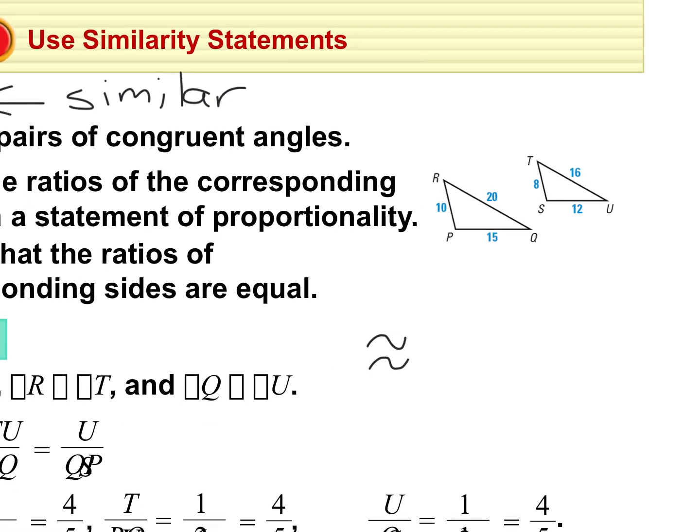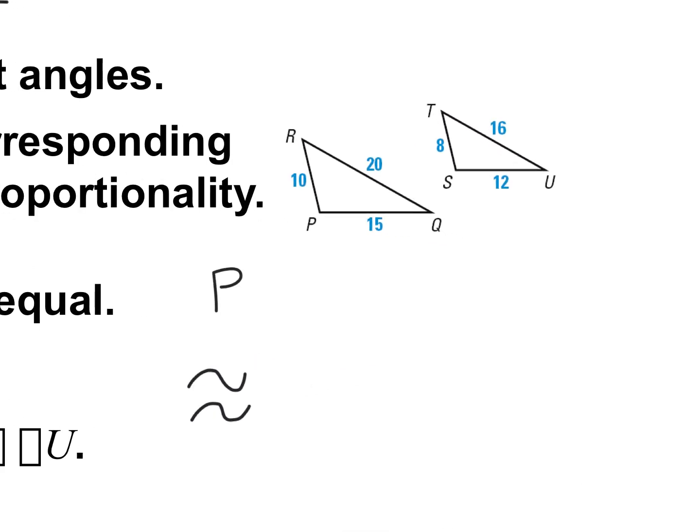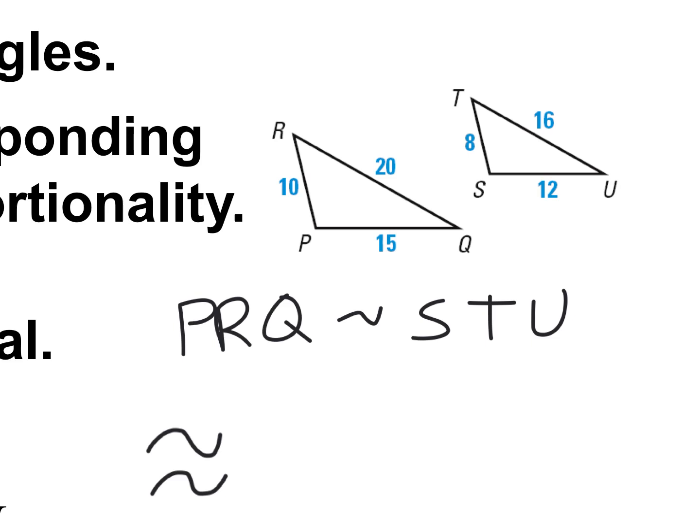So I need to write this over here. Looking at this shape over here, it says PRQ is similar to STU. Remember how we read these? You can look at the diagram or you can look at the statement. Just by looking at these shapes, would you assume that they're similar to each other? Yeah. Why? Same shape, but different size, different numbers, okay?